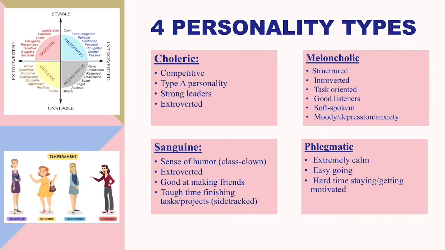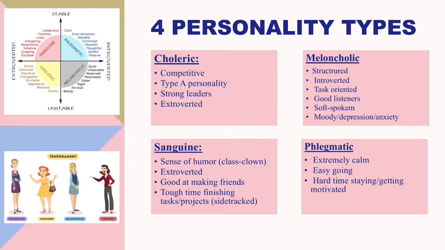So first we're going to start off by explaining the 4 different personality types. So the first one is choleric. These people are usually competitive and have the type A personality, so they're organized. They like to get things done on time. They're strong leaders and they're very extroverted.